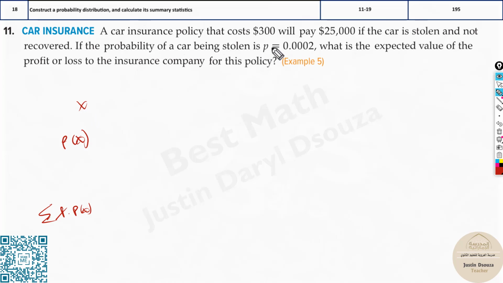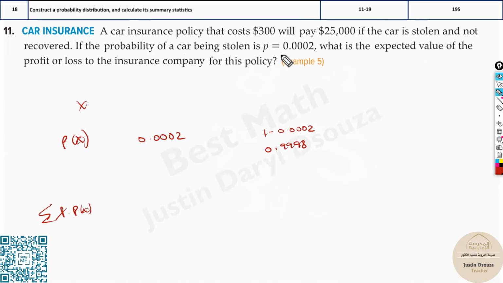First, what do we know directly? We know the probability of the car being stolen is 0.0002, right? So what is the probability of not being stolen? It'll just be 1 minus 0.0002. If this is the probability of it being stolen, there is still 1 minus this much probability that it will not be stolen, right? So let's solve this. It'll be 0.9998. Yeah, so this is the value.